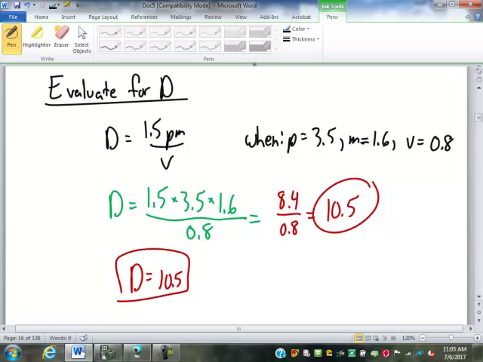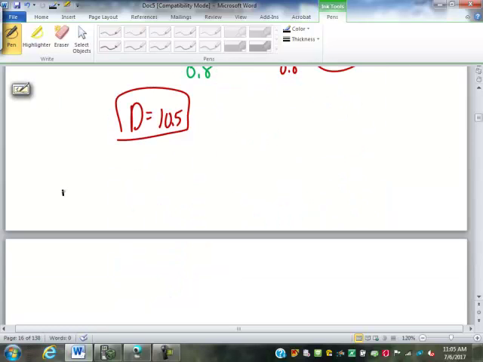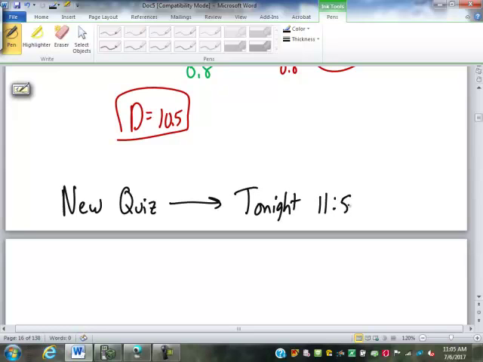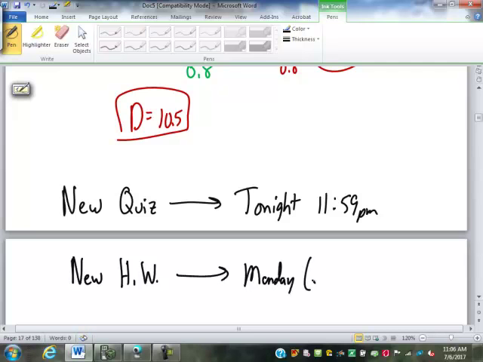So there is a new quiz that is due tonight at 11:59 p.m. And there's a new homework that is due on Monday, the 10th, at noon.